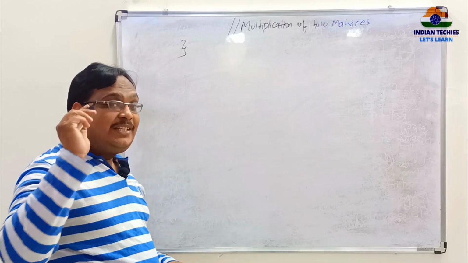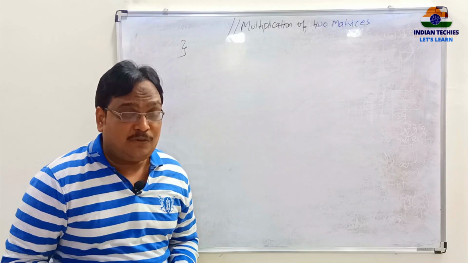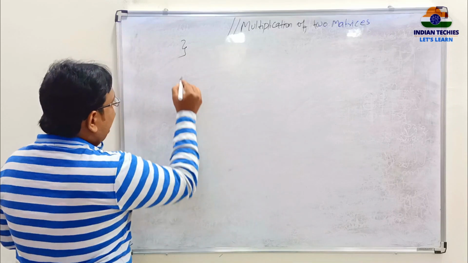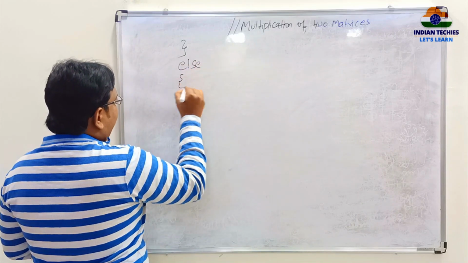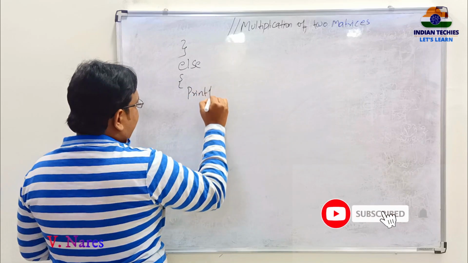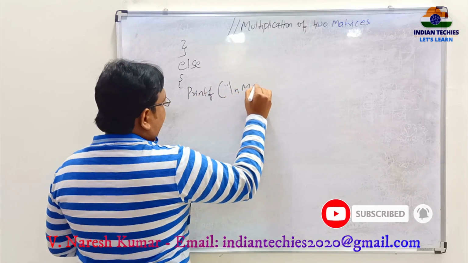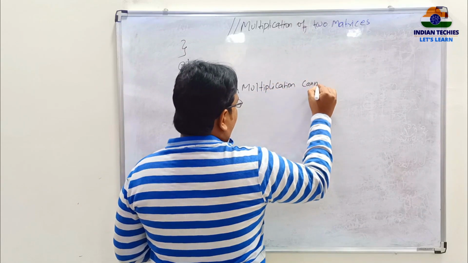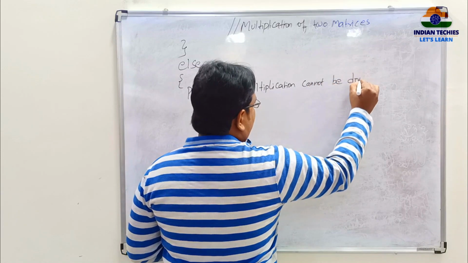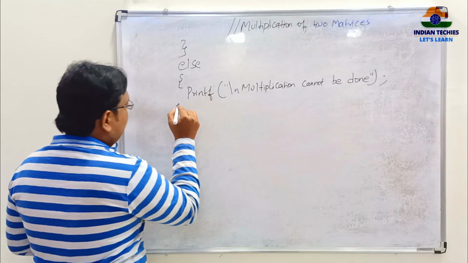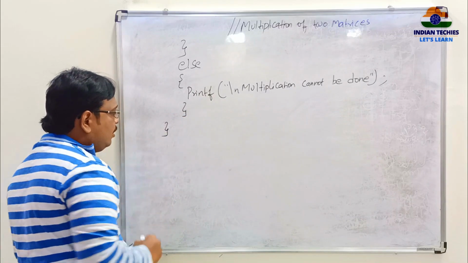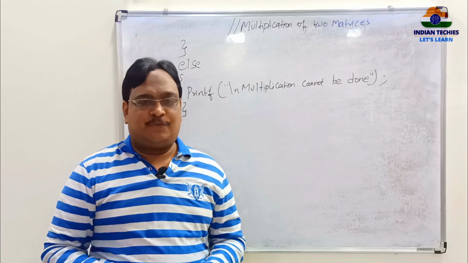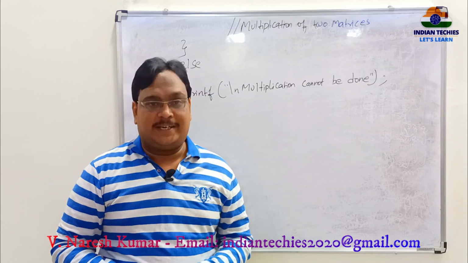Next, suppose that condition is false, that is n equal to p is false. What is the meaning of that? You cannot perform multiplication. So you are going to come to else, and in that you write printf, multiplication cannot be done, with a new line. You will get an error message like this because that condition is false. Close else and close your main program. This is how you have to perform multiplication of two matrices.